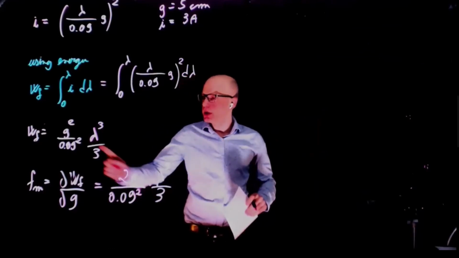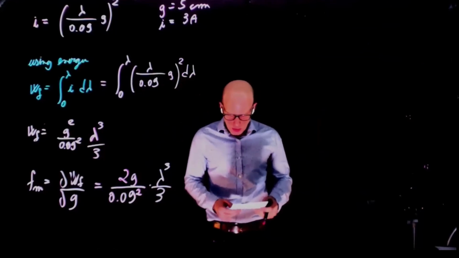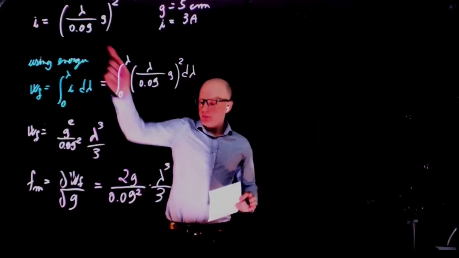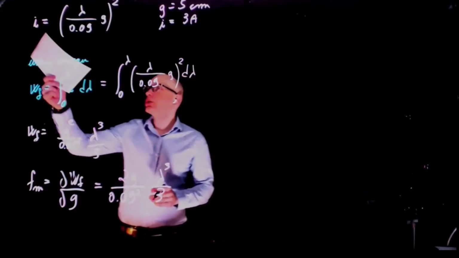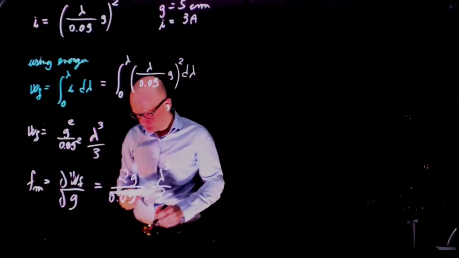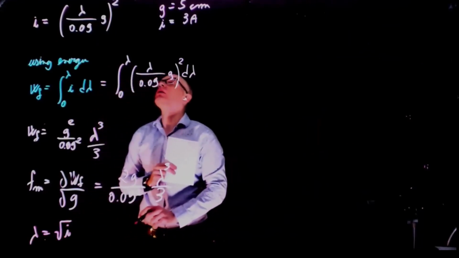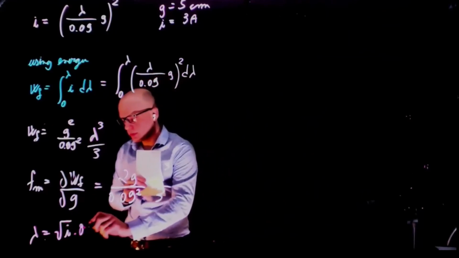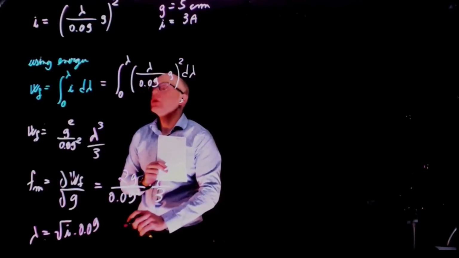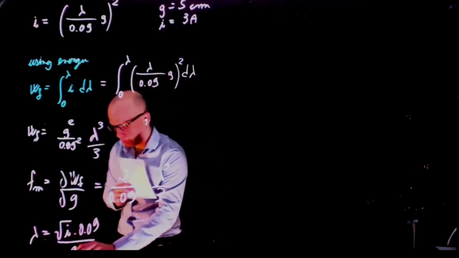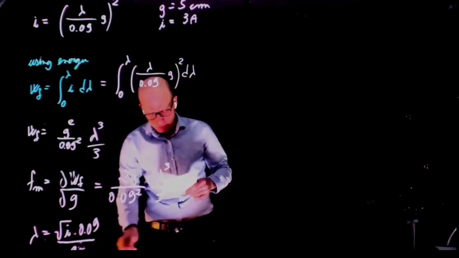All right, so 2g is the derivative of g squared. So how do we get the current? Well, the current, or lambda, we can get from here. If you isolate for the current, we can rewrite this expression as lambda equals the square root of I times 0.09, divided by g. Sorry, just g.